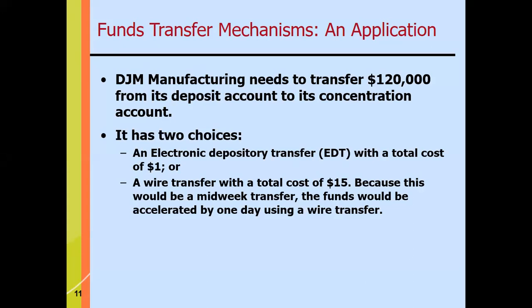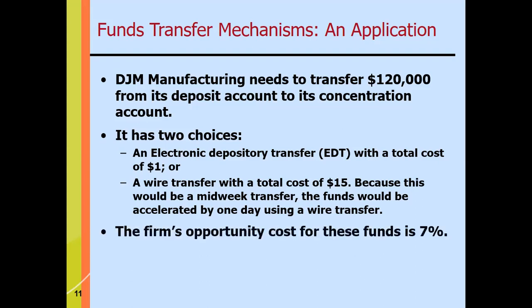But then again, the wire transfer is going to be expensive. But anyway, that's why you have $15 versus $1. Now, the firm's opportunity cost for these funds is 7%. Please take note that opportunity cost is the benefit forgone if we choose one alternative over the other. Now, by looking at the two choices, there is a $14 marginal cost. Remember, in financial management, we analyze at the margin or difference.